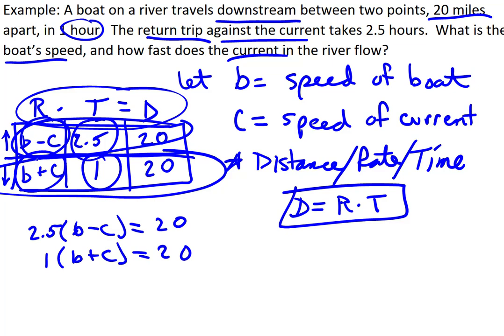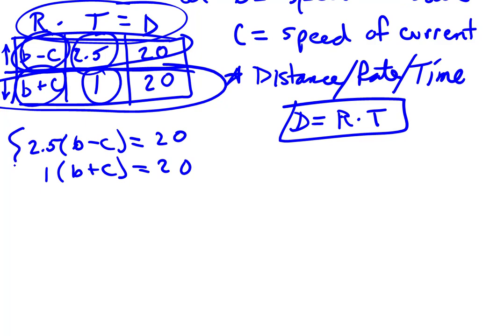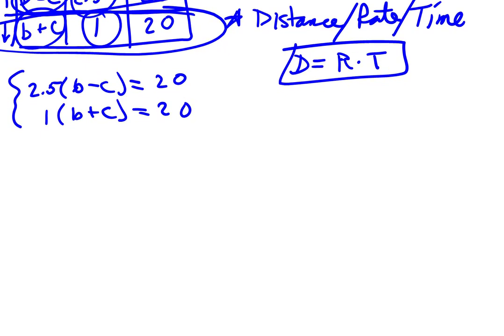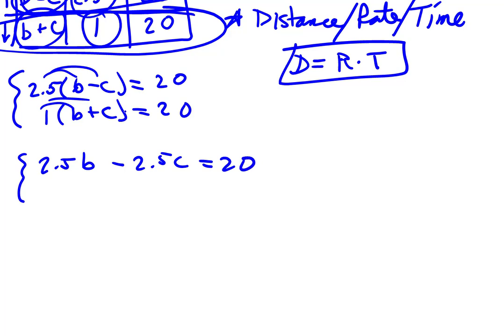And then this result really gives me a system of 2 equations, but they don't really look familiar in terms of stuff we've been doing with systems yet. We should really distribute the numbers in these parentheses just to make it look a little more familiar. So let's do that. In the top equation, we'd have 2.5b minus 2.5c equals 20. And in the bottom equation, we'll really just have b plus c equals 20. If you distribute 1, it doesn't really do anything.